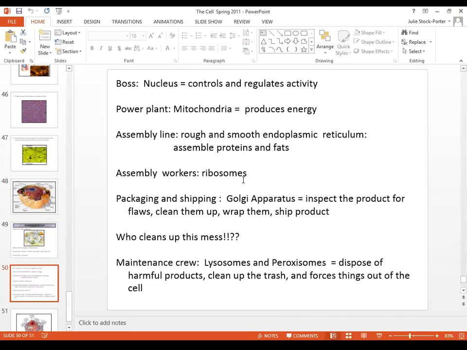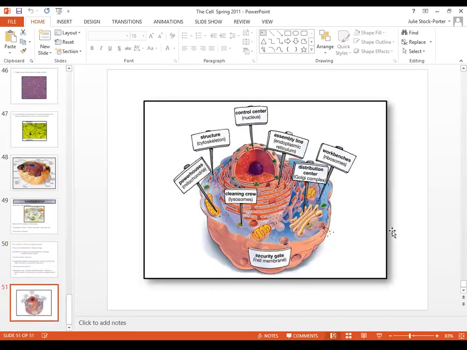The workers are the ribosomes. The packing, shipping, and let's not forget the QCing apparatus is the Golgi apparatus, and it's going to inspect the product for flaws, clean them, wrap them, and ship them. Who cleans up the mess? Our maintenance crews, the lysosomes and the peroxisomes. The peroxisomes are going to dispose of harmful products. The lysosomes clean up the trash and force things out of the cell. And there is the last look at that.